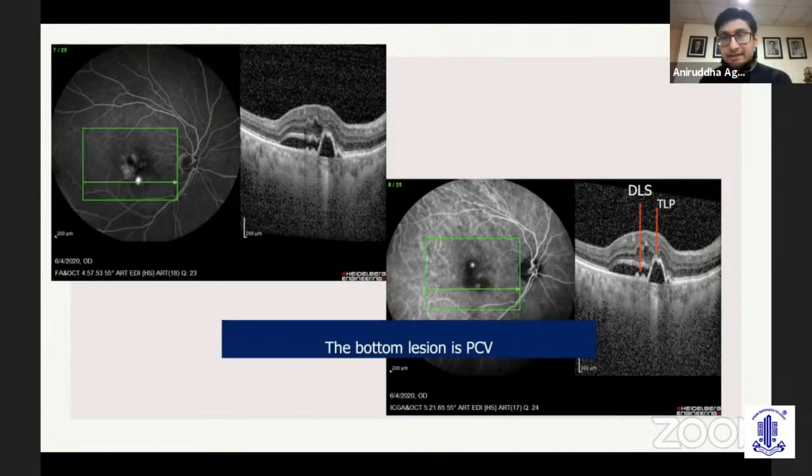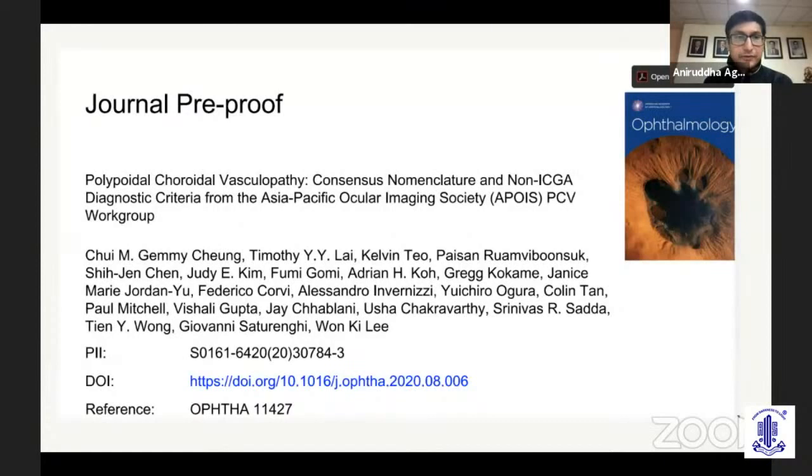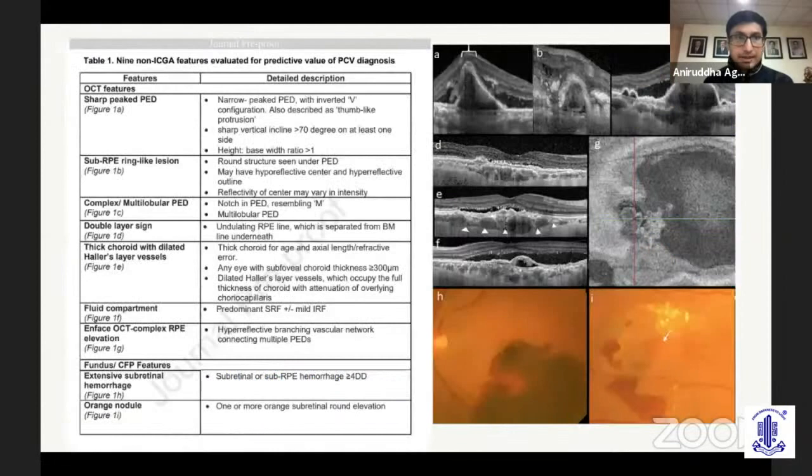So this is a very interesting case where you have one lesion which is representing a retinal angiomatous proliferation and the other one which is a PCV. And I encourage all of you to read this article by Jemmy Chung's group on the consensus nomenclature and non-ICGA features of PCV by their workshop.